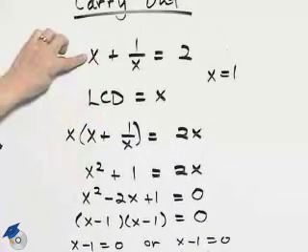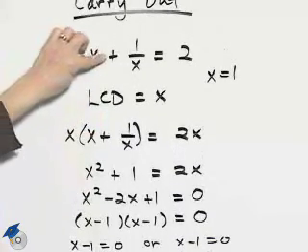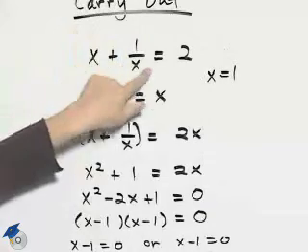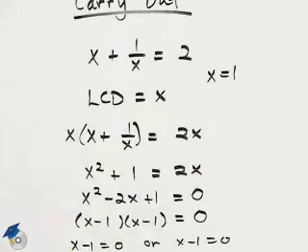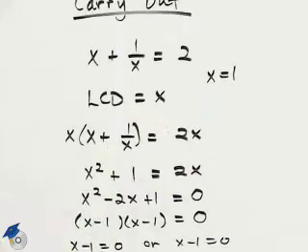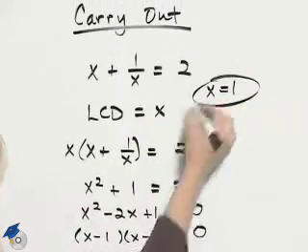Well, if I put 1 in here, I'm going to get 1 plus 1 over 1, which is 1 plus 1, which does indeed equal 2. Now remember that x was the positive number, and that is what we are asked to find. So the answer to this problem is 1.